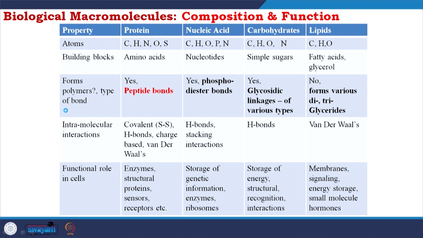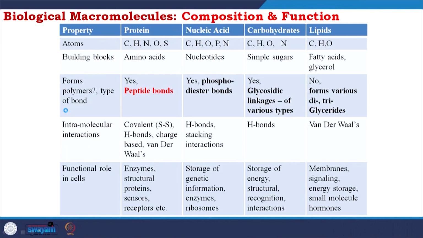Can they form polymers? If yes, what is the bond type? Protein, yes, it could form a polymer. The bond type is the peptide bond. Nucleic acid, yes, the bond type is the phosphodiester bond. Carbohydrate, yes, glycosidic linkages of various types. Note the various types. The presence of various types of bonds makes further study of carbohydrates very difficult. Carbohydrates are very important. In all the edible foods, cereals and all, you get carbohydrates. But because of the presence of various glycosidic linkages, it is nearly impossible to model their structures. That is the problem.